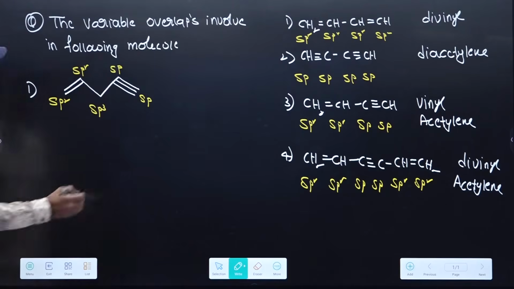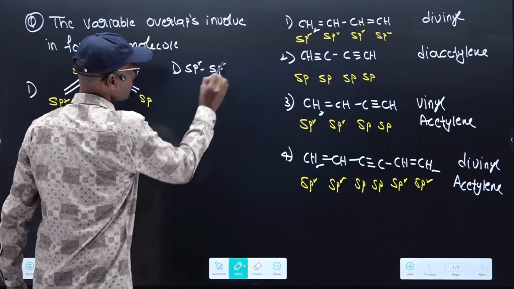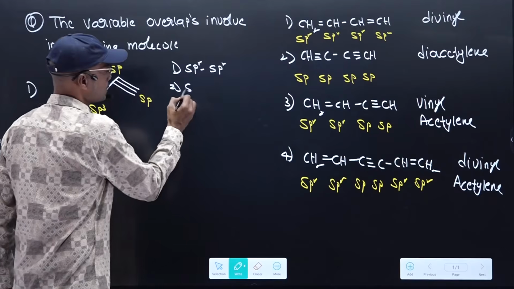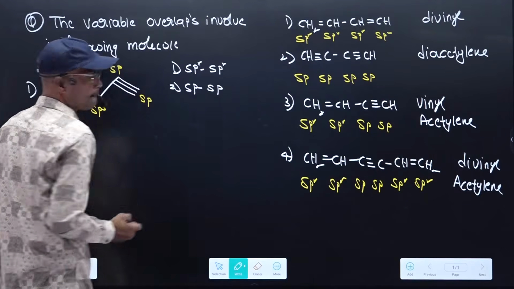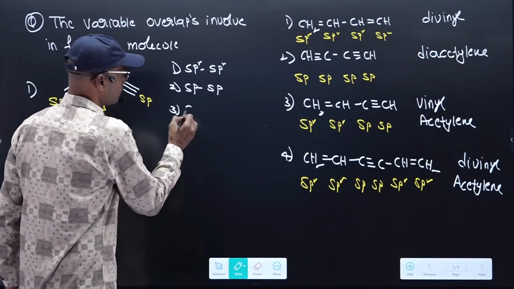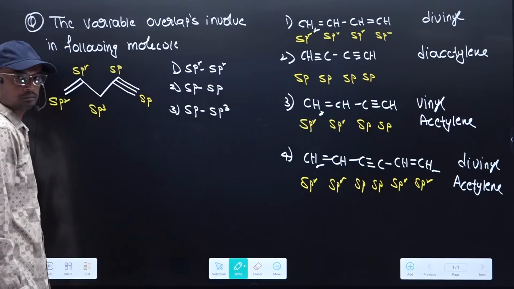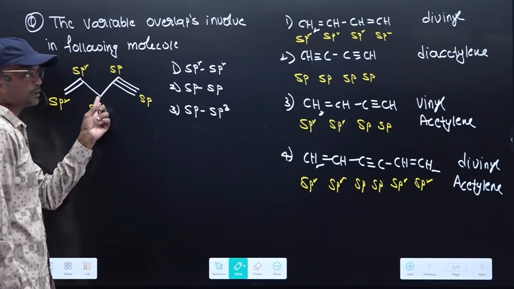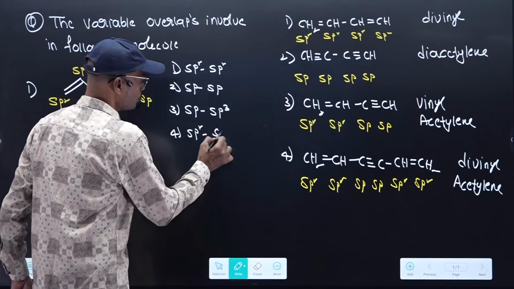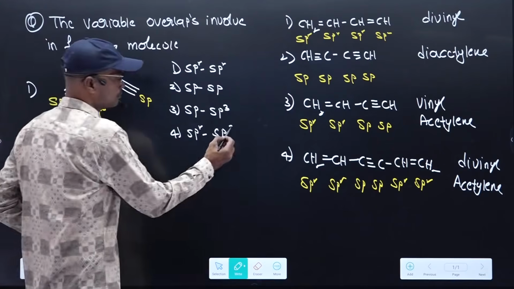So can I say in this there is a presence of sp2-sp2 overlap? Yes. There is a presence of sp-sp overlap. Yes. Then third one, there is a presence of sp-sp3. Then we can also go for sp2-sp, and sp2-sp3.